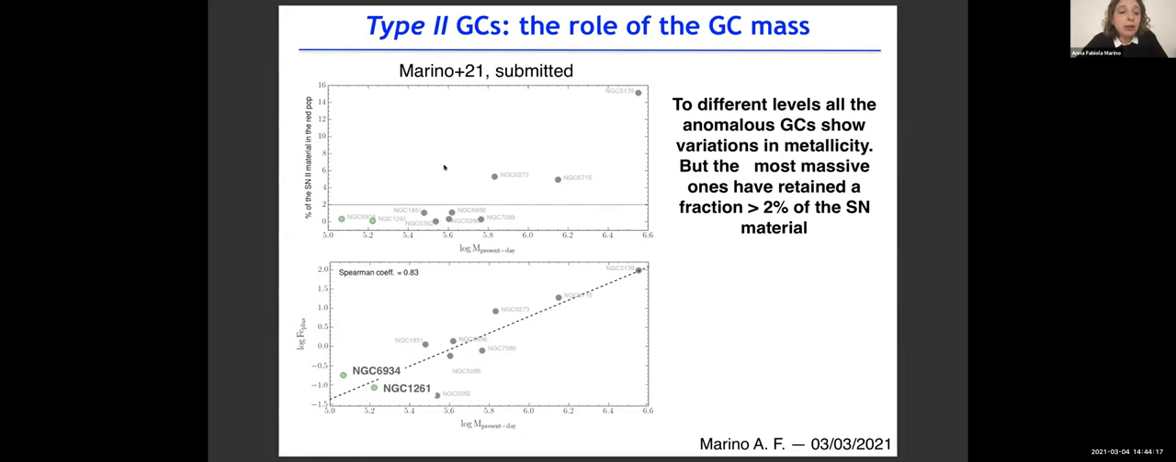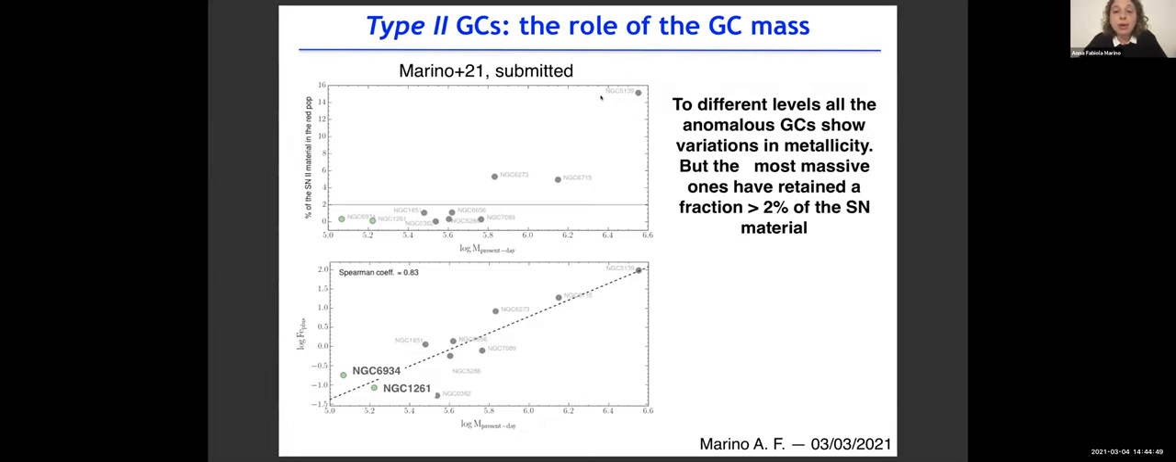In the first plot, I show you the fraction of the core collapse supernovae material that is locked in the red population stars. You can see that in general, this material is small. It isn't larger than 2%. But in some clusters, the most massive ones, here is the present day mass, we have higher variation in the fraction of this material in the red population.